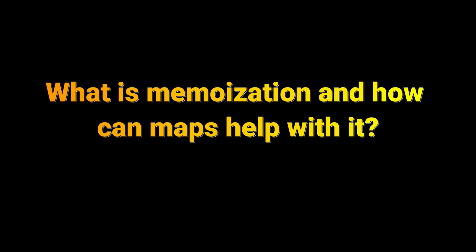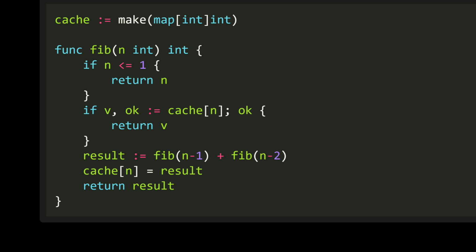Question: what is memoization and how can maps help with it? Memoization means storing the results of expensive function calls so you can reuse them when the same inputs occur again. A map is perfect for this because you can use the function input as the key and store the computed result as the value. Before computing a result, you check if the key exists in the map. If it does, you return the stored value instead of recomputing. This can make functions like Fibonacci much faster.